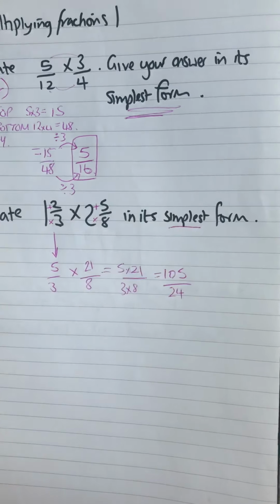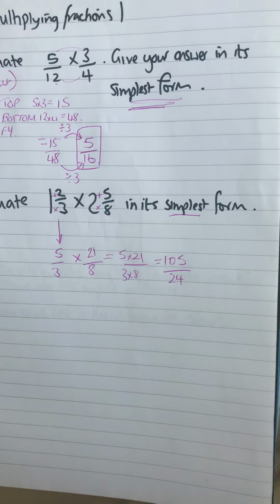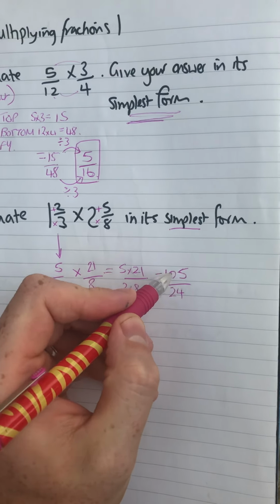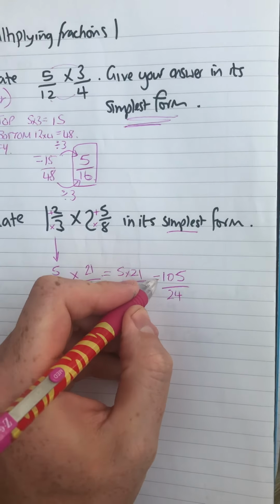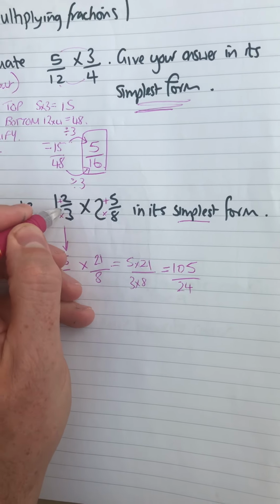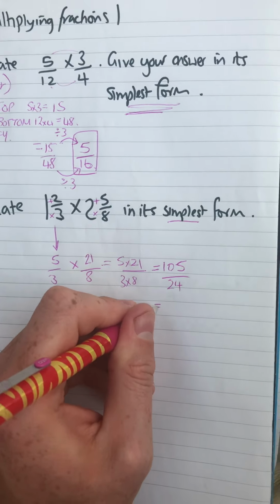Now the hard bit here is the simplifying, not the multiplying. So I would, if I were you, cancel down and then change it into a mixed number. If the question gives you a mixed number, your answer should be a mixed number as well.